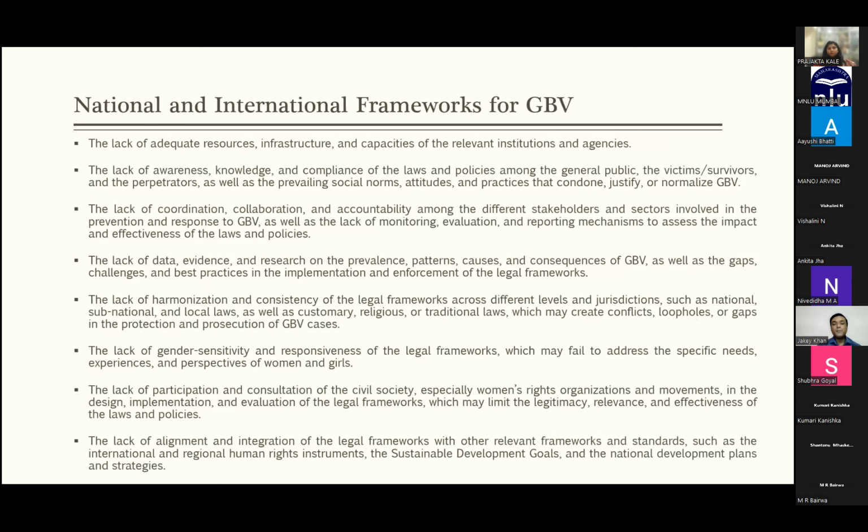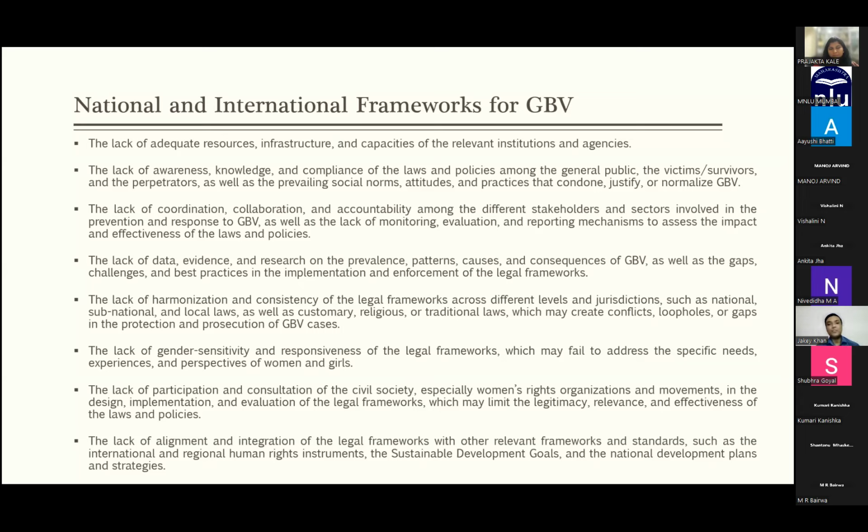Now, in my research paper, I have gone through the national as well as international frameworks for GBV. I have gone through all the international frameworks of which India is a signatory. I have also gone through all the available legislations which India has enforced for controlling GBV. And after going through this, I have found these loopholes, or you can say challenges, for implementation of the laws in controlling GBV. So first is the lack of adequate resources, infrastructure, and capacities of the relevant institutions and agencies.